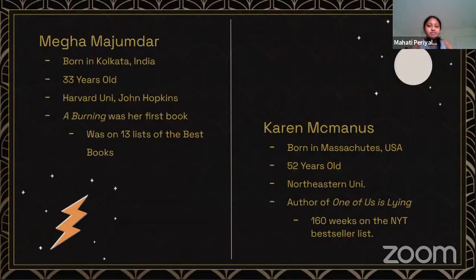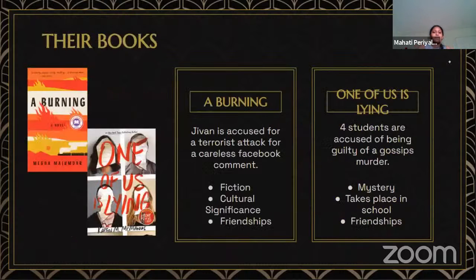A Burning was her first and only book. It made 13 lists of the best book as well as being a New York Times bestseller. Karen Mcmanus was born in Massachusetts, US. She is 52 years old and went to Northeastern University. She is the author of the best-selling book series One of Us is Lying. It spent 160 weeks on the New York Times bestseller list, and they are both very accomplished authors. Now let's go on to the comparison of their books.